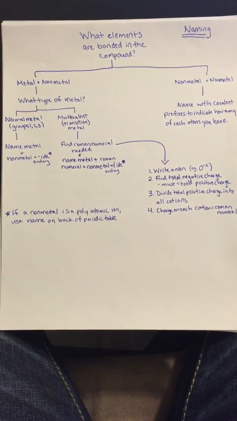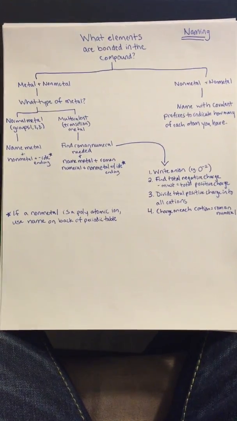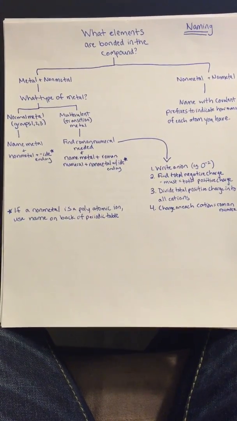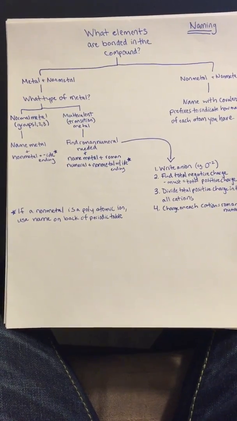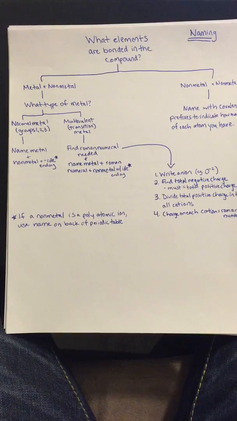Alright, today we're going to practice naming chemical compounds. So I've put together this little flowchart that we're going to be following as we go through each of the practice problems we're going to look at. So the flowchart says, what elements are bonded in the compound? So that's kind of our starting point.